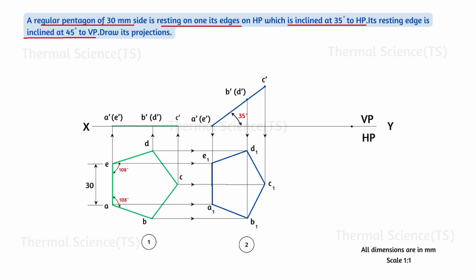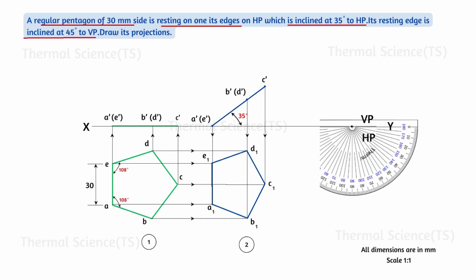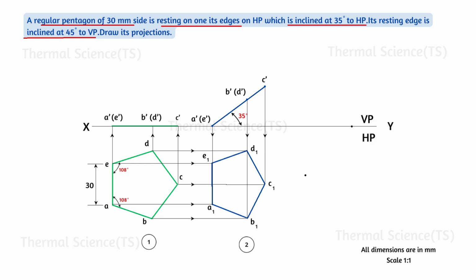Mark a reference point on XY, place a protractor on the reference point and mark the given inclination of 45 degrees with VP. Now draw a line connecting the 45 degree point and the reference point. Next, we are going to draw the resting edge on this 45 degree line as per the condition given in the question. Measure the length of the resting edge E1 A1 and mark it on the 45 degree line. Now we have got the resting edge E1 A1 of the pentagon.